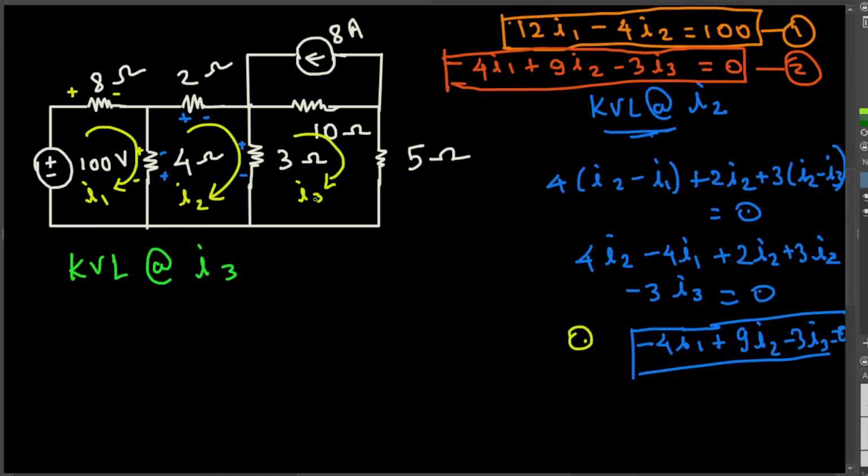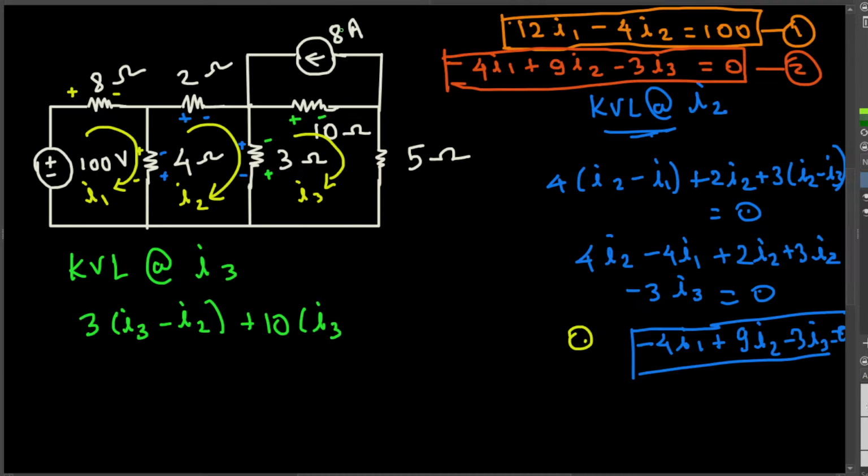So I3 is going through this 3 ohm resistor. So here we're going to have plus minus like this. So 3 times I3. I2 is going in the opposite direction, so minus I2. And then here we have this I3 going through this 10 ohm. So here we're going to have plus minus. So this is going to be plus 10 I3.